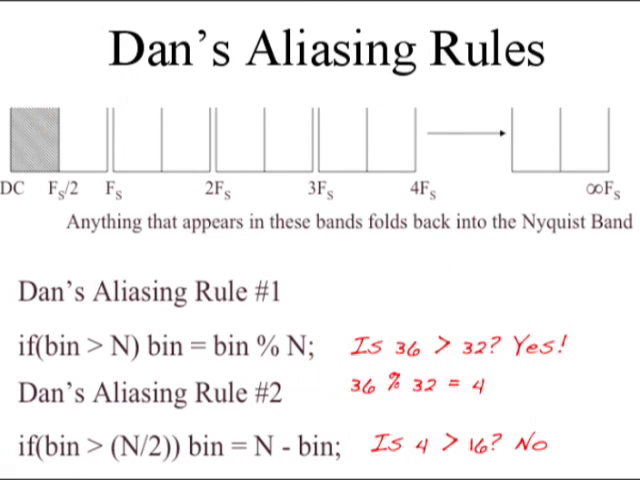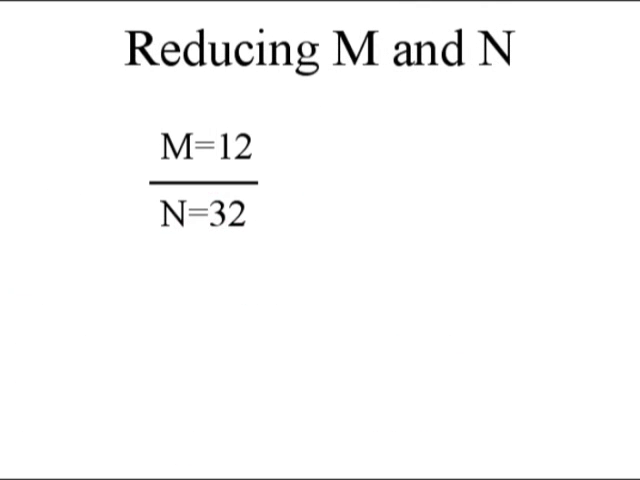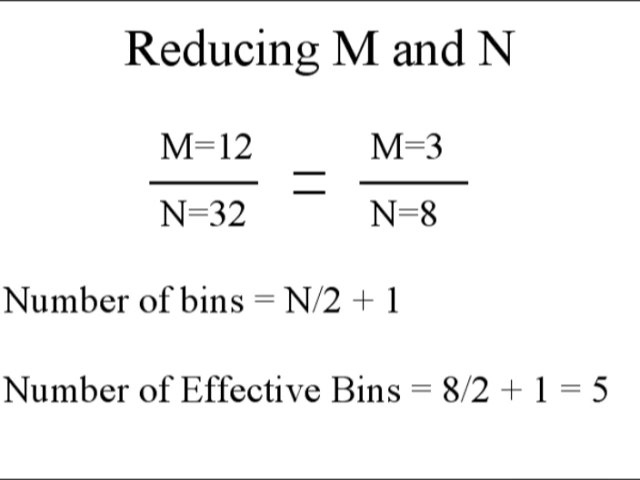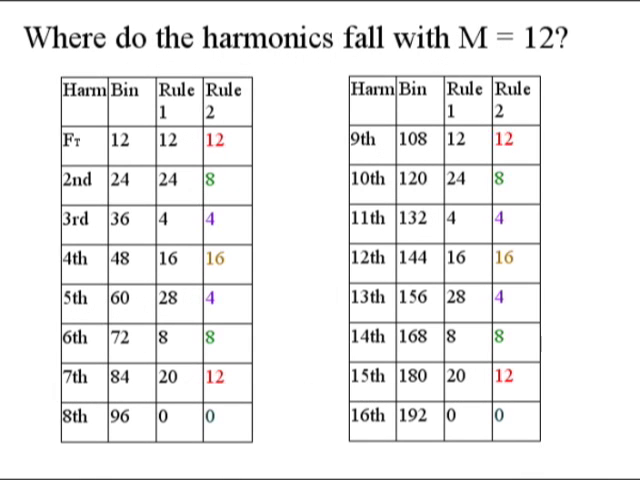Okay, let's figure out where our third harmonic went. Our third harmonic at 3 times 12, or 36, is 36 greater than 32? The answer is yes. So 36 modulo 32 is 4. Is 4 greater than 16? The answer is no, so the new bin number for the alias is bin 4. Because 12 over 32 can be reduced to 3 over 8, our number of effective bins is now 8 over 2 plus 1, or 5.